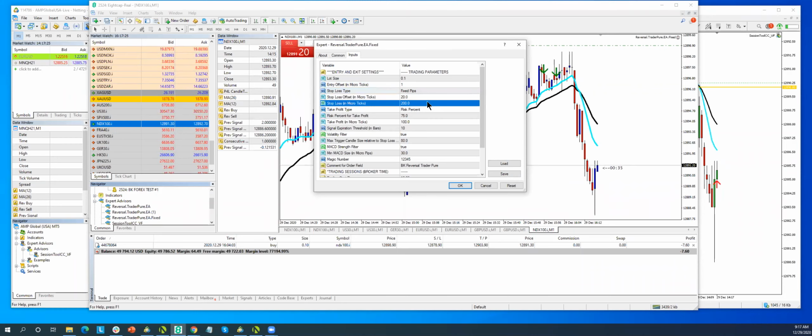The stop loss will be, in this case, 200 ticks, which is for NASDAQ, and we'll use 50 for our profit. This is just for the fixed type. Take profit type is going to be fixed pips. So we want both stop loss and take profit to be fixed pips. Put this at 50. Signal expiration will be 10.